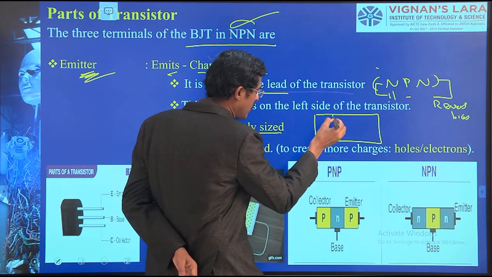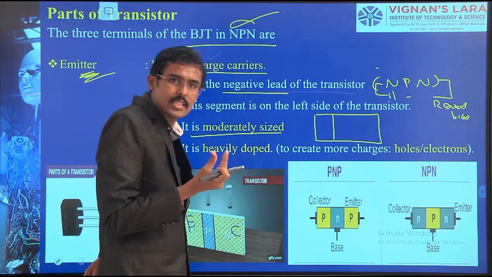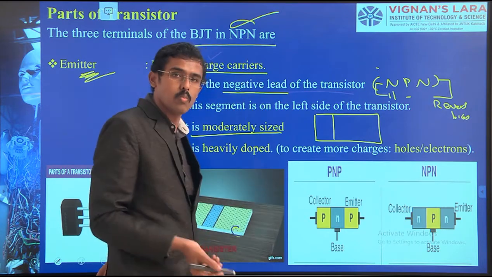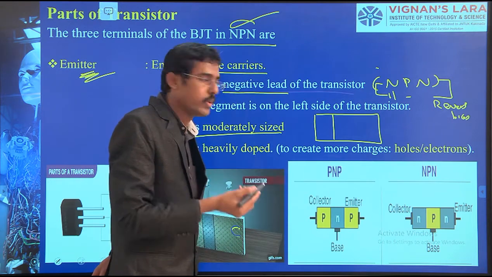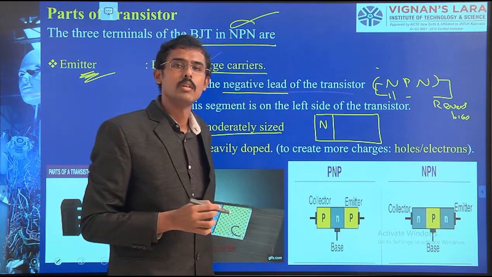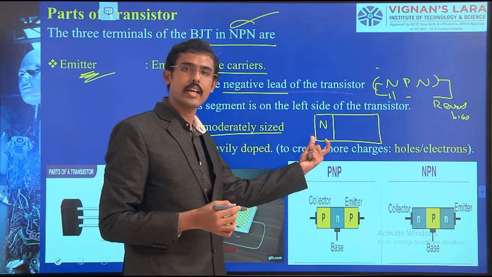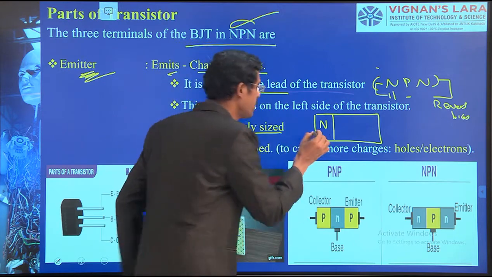So here I am dividing into three segments. One is moderately sized because here we have to do more doping. Doping is nothing but adding of impurities. Here I have added N-type impurity. But how much size have I taken? I have taken the moderate size, but the doping is heavy.